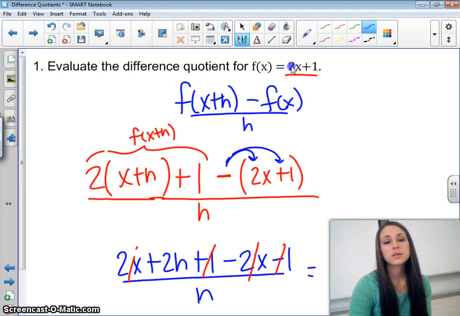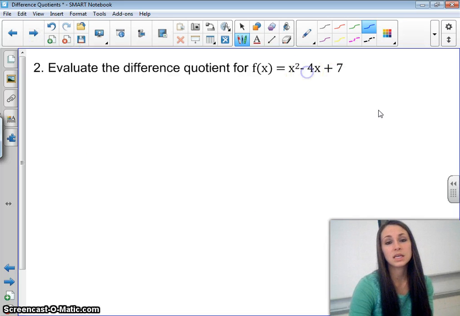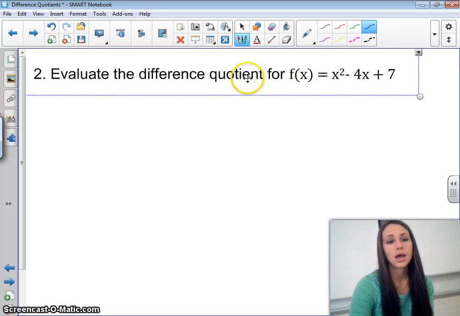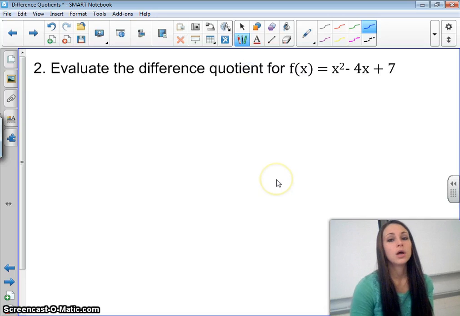Now, this is a linear function. You won't always get just a number for your answer unless you have a linear function. So because this is a linear function, you just get an answer. But if you have a function that's like this, for example, this is a quadratic, I'm not going to get just a number on this answer.